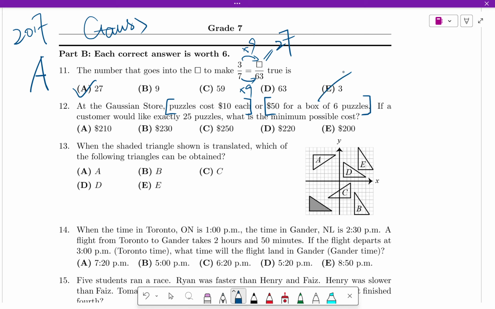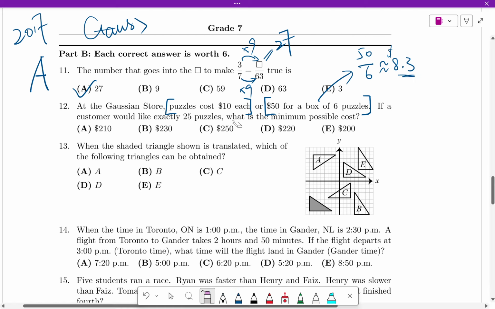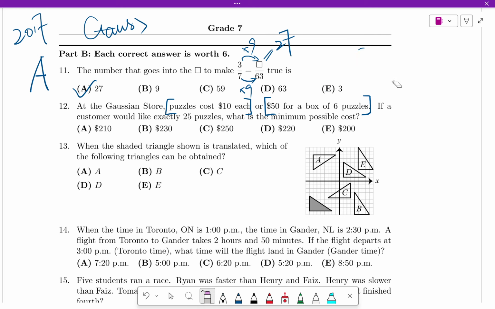So we can see that in the second plan, we need to pay 50 over 6 for each puzzle, which if we convert it into a decimal, would be roughly about $5.3. So we can see this is actually cheaper than the first plan, $10 each. So we want to maximize the number of boxes we buy. So let's see how many boxes we can buy for these 25 puzzles.